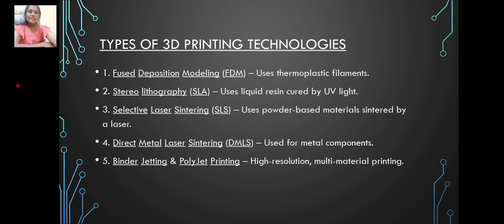Types of 3D printing technologies. Fused deposition modeling uses thermoplastic filaments. Stereolithography uses liquid resin cured by UV light. Selective laser sintering uses powder based material sintered by a laser. Direct metal laser sintering is used for metal components. Binder jetting and PolyJet printing, high resolution multi-material printing.